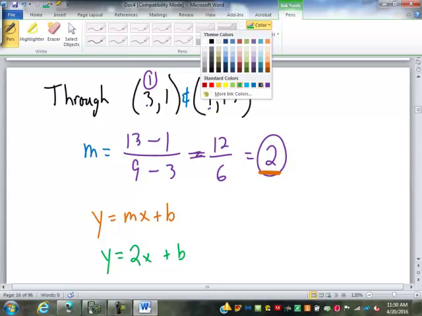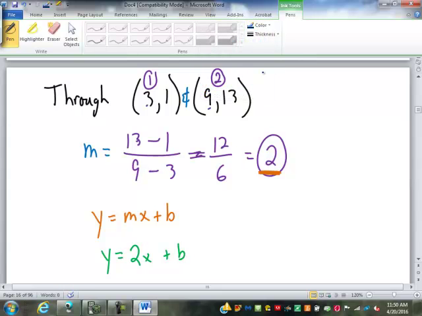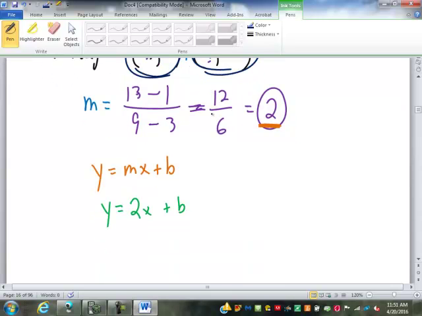Now at this point we're exactly to where we were with the other problems. We have the slope, we need to find b. The difference is we have a choice of 2 different points we can use to find b. I can either use the 3, 1 or the 9, 13. They better both give me the same b. In fact, I could actually use one to find b and the other one to double check it if I wanted to. So let's use the 3, 1 first to find b.